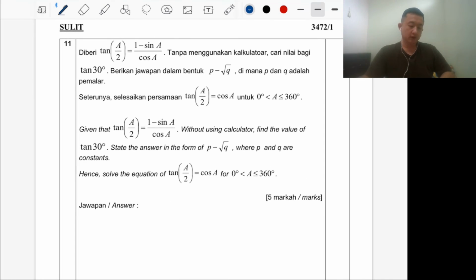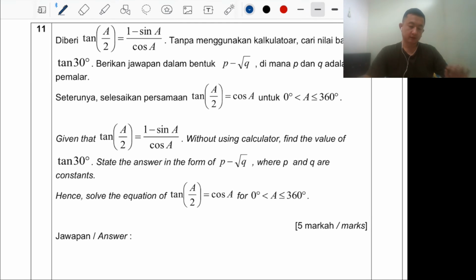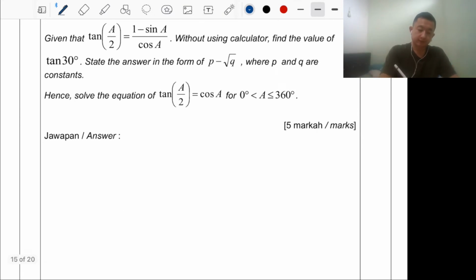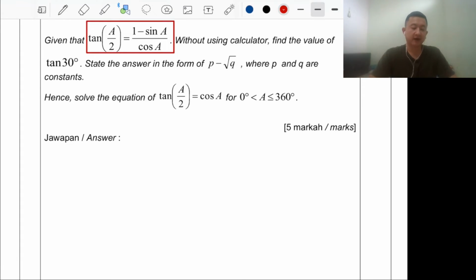11. Given that tan 2A equals to 1 minus sin A over cos A, without using calculator, so all the mandatory working steps have to be listed out. Without using the calculator, find the value of tan 30 in surd form.